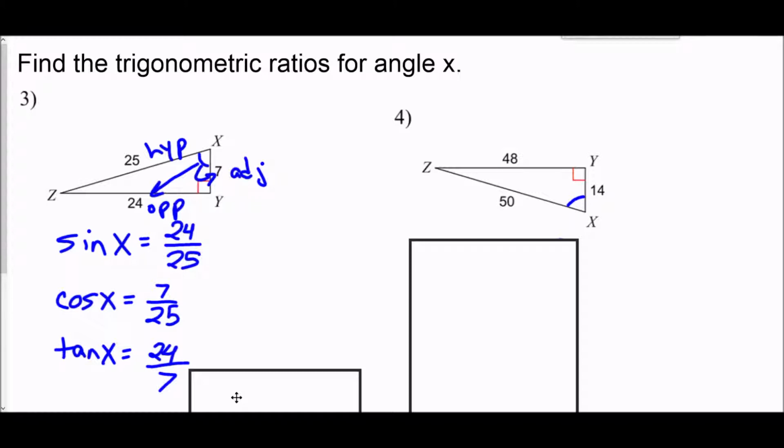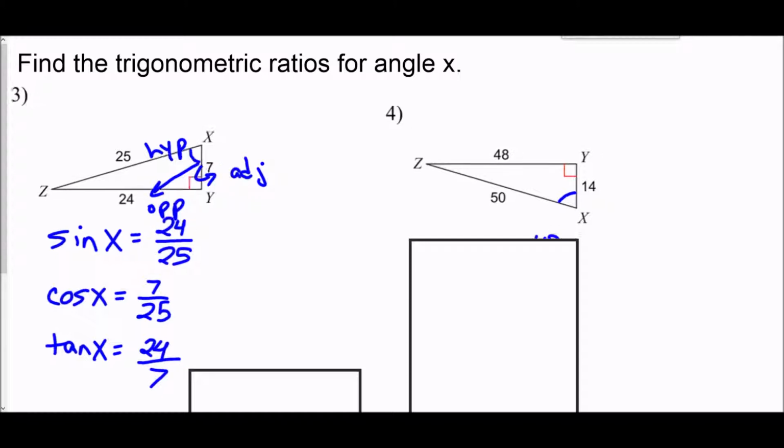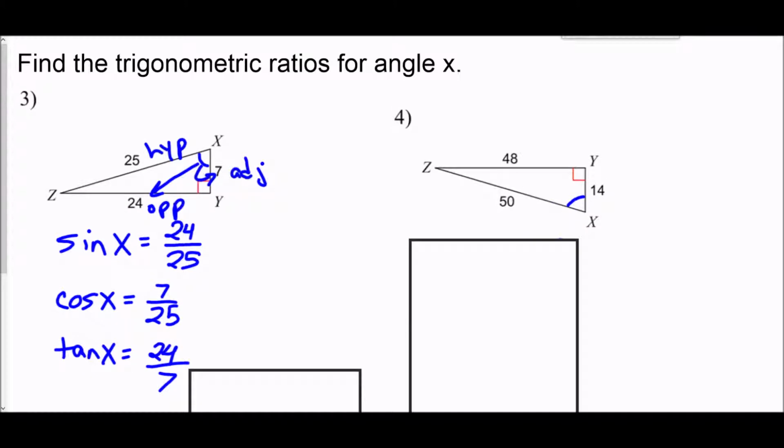Looking at the next triangle, we have x here, so that means that 48 is the opposite because it's directly across the angle. 14 is adjacent because it's right next to the angle. And 50 is the hypotenuse because it is directly across the right angle and it's the longest side of your triangle. The hypotenuse is always the longest side.